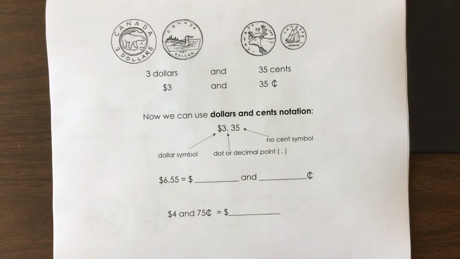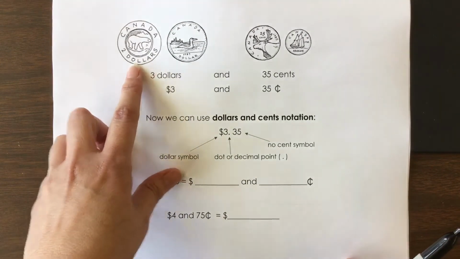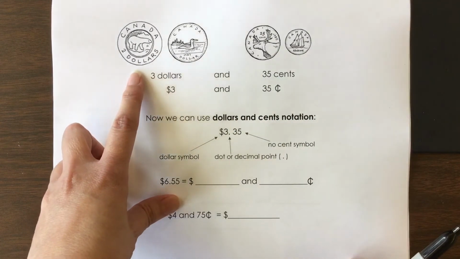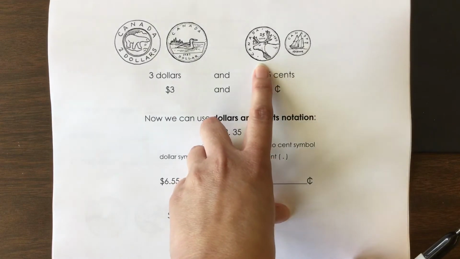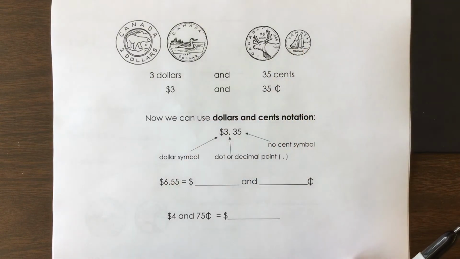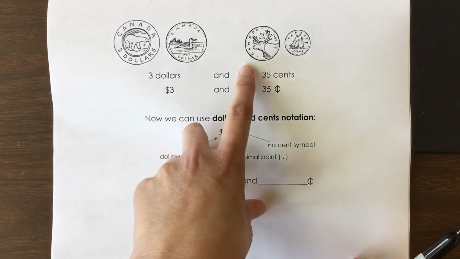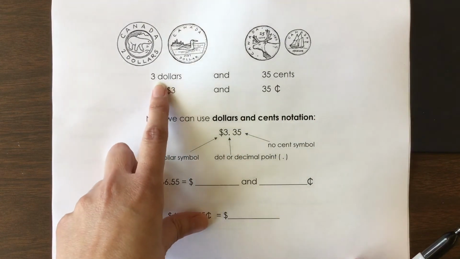All right, so as we've been learning about money, we've been taking it step by step, and we learned how to identify the different coins as a start. So we know that this is the $2 coin, this is the $1 coin, this is a 25-cent coin, and this is a 10-cent coin. So our first job was to identify the values of the coins, of the toonie, the loonie, the quarter, and the dime.